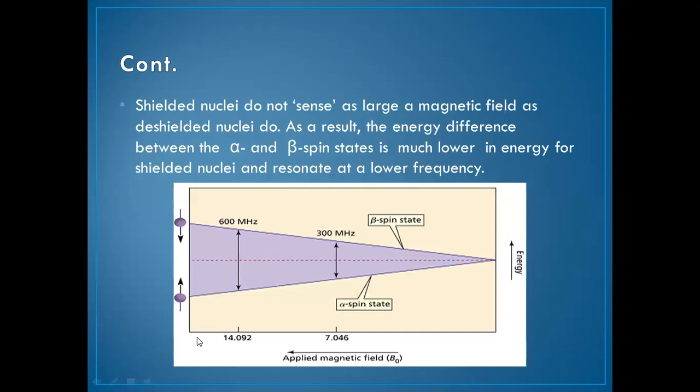Shielded nuclei do not sense as large a magnetic field as deshielded nuclei do. As a result, the energy difference between the alpha and beta states is much lower in energy for shielded nuclei, which resonate at lower frequency. So the deshielded nuclei have a much higher energy difference between the alpha and beta states and these resonate at a much higher frequency, as shown in the diagram.